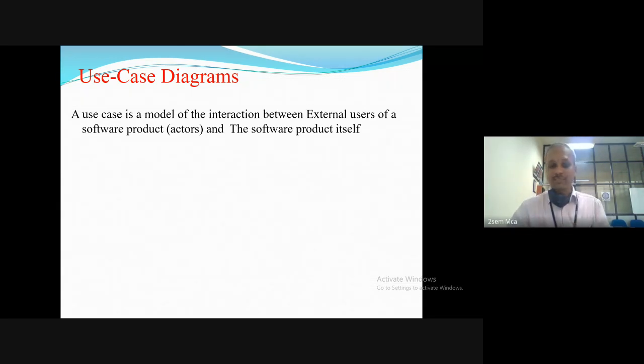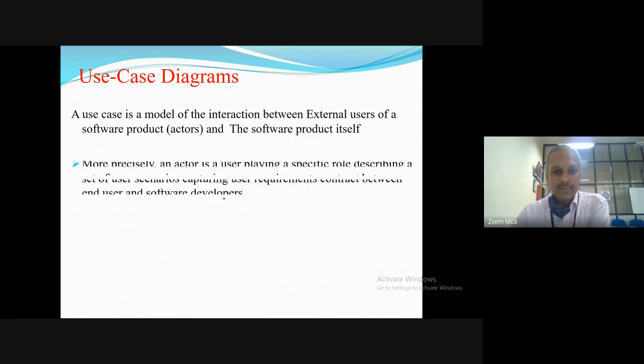So that is the context. Probably this gives you more emphasis on how to relate the use cases and the actors, right? Any doubt here?